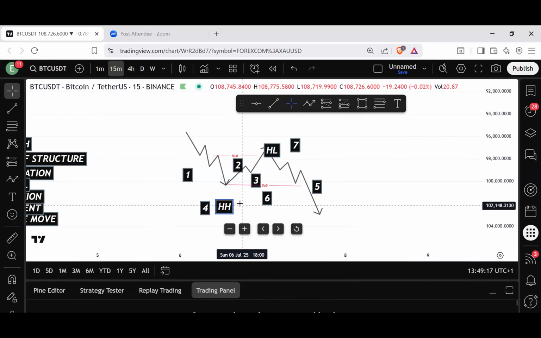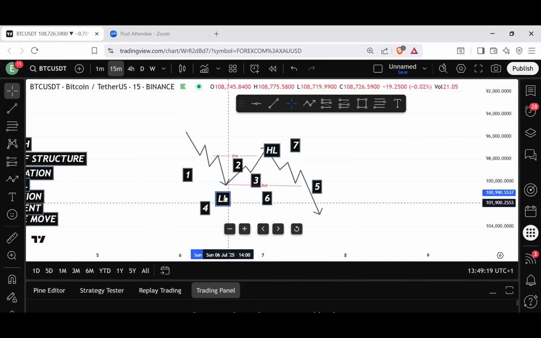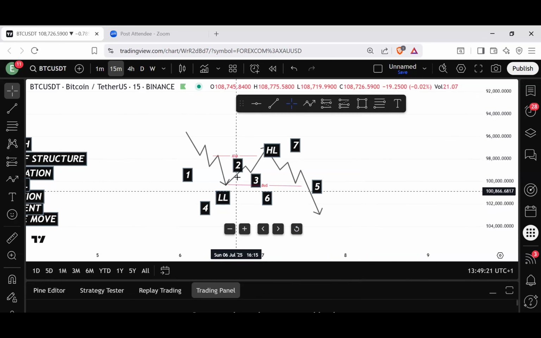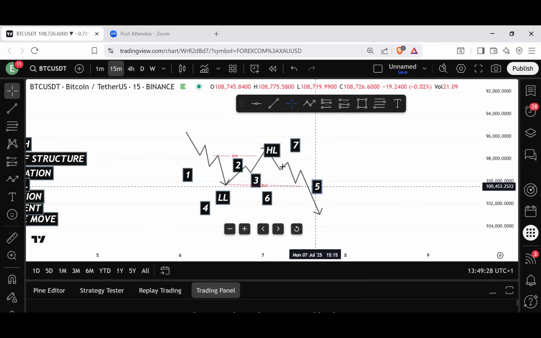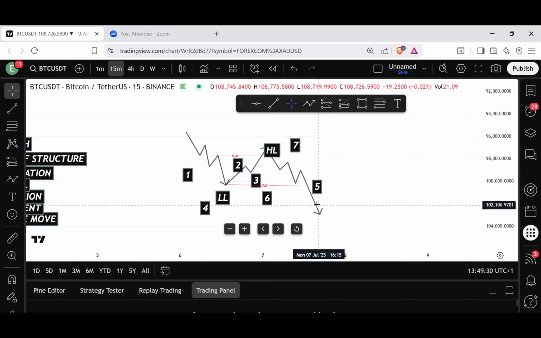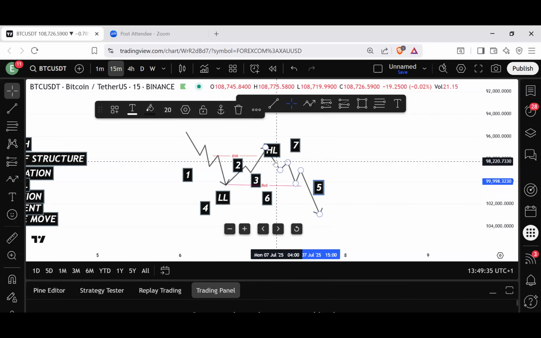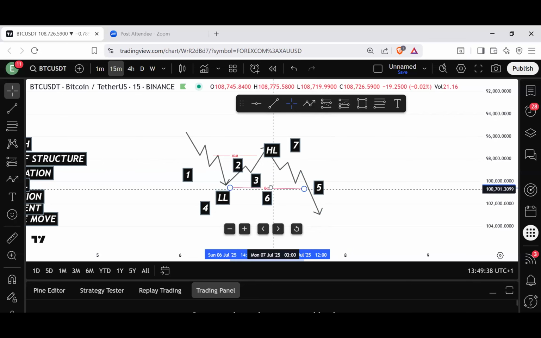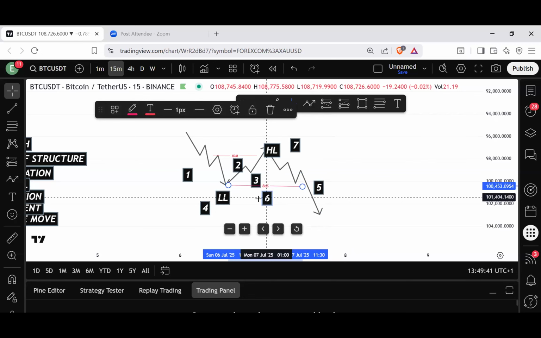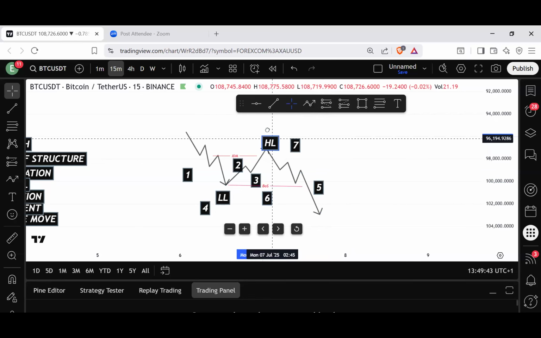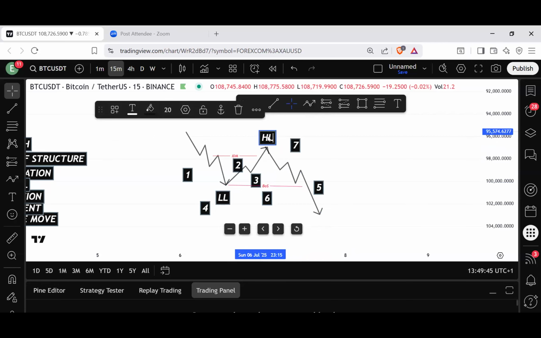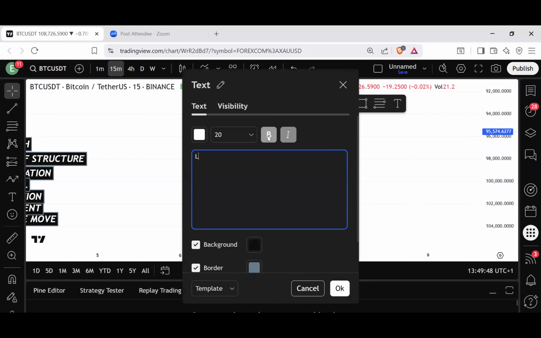Correct, because in this scenario, it should be. So number 5, this is the continuation. That's number 5. Then break of structure, number 6. Then number 7, that's where we label this lower high.